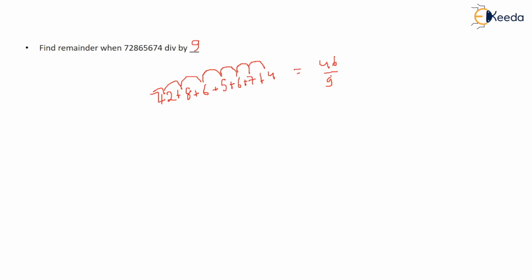46 after dividing by 9, but how much is remaining? 45. 9 fives are 45, so 1 is remaining, the last number, so 1 is the remainder. You can check it on your own. Answer will remain the same. Okay, let's check the next question.